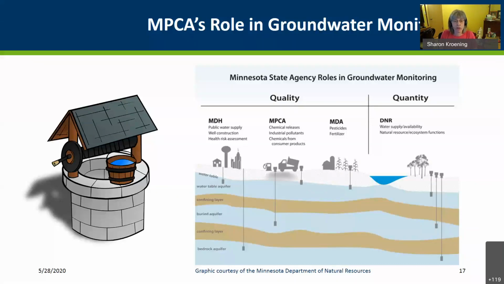And they're also responsible for the state's pesticide management plan. And finally, our neighbors at the DNR are responsible for monitoring how much groundwater is available. And they also work with the Minnesota Geological Survey to produce groundwater atlases, which show how vulnerable our state's groundwater is to contamination from the land surface.